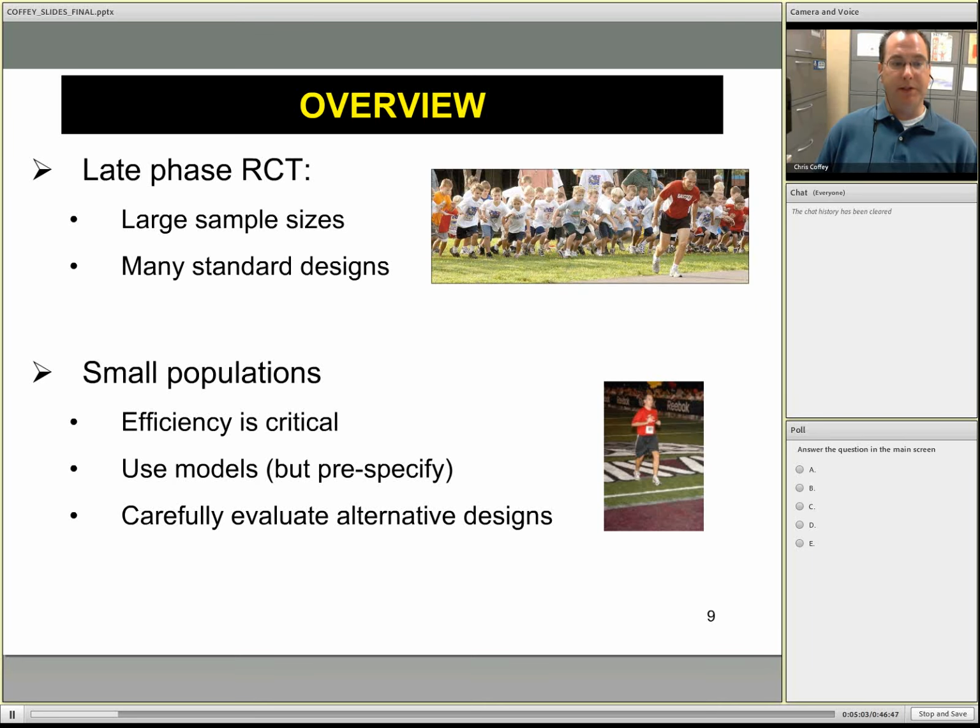With small populations, efficiency is critical. So you really have to squeeze every piece of efficiency out of every piece of information in the study. Use of models is helpful. You want to evaluate alternative designs. You want to really try to maximize the efficiency of the design because of the resource issues. And there, it's like the run that you see at the bottom, where you're out on your own. So if you mess up, everybody that's watching is going to see, because there's nobody else to take the attention away from you. That's the difference between small and large trials.